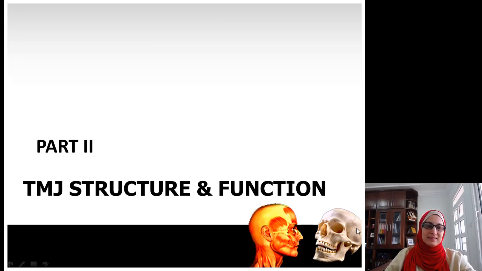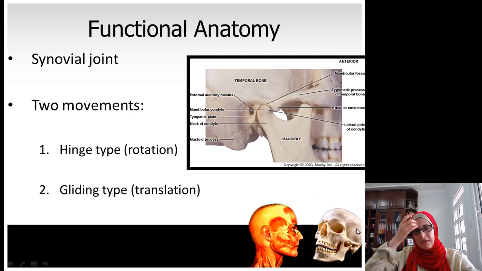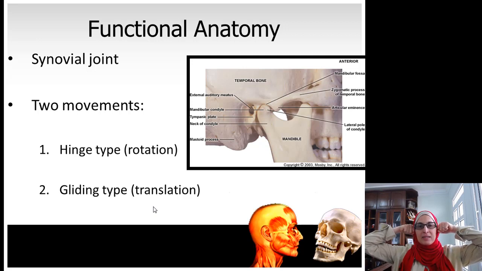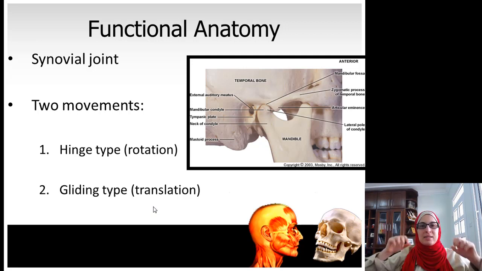Okay, welcome back. And in the second part, we'll start talking about the functional anatomy. So the TM joint is a synovial joint, and it conducts two movements: the hinge movement or rotation, and the gliding movement. So the hinge movement is just when the joint rotates in place, and this is adequate to open your mouth about 20 to 25 millimeters maximum. And then it needs to slide or glide down the articular eminence, and we call this the translation movement that would open the mouth widely.